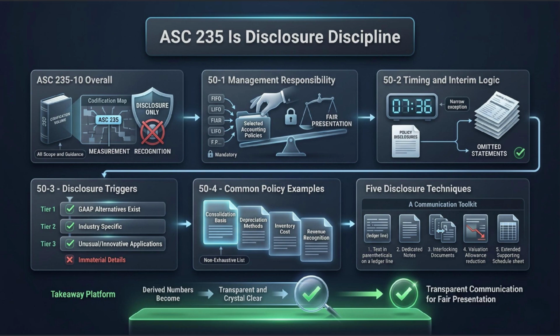Remember the paragraph map? ASC 235-10 is the one operative subtopic. 50-1 focuses on management responsibility and fair presentation. 50-2 covers timing, omitted statements, and interim logic. 50-3 gives disclosure triggers, and 50-4 gives common policy examples. Also remember the 5 disclosure techniques: parenthetical explanations, notes to financial statements, cross-references, valuation allowances, and supporting schedules.